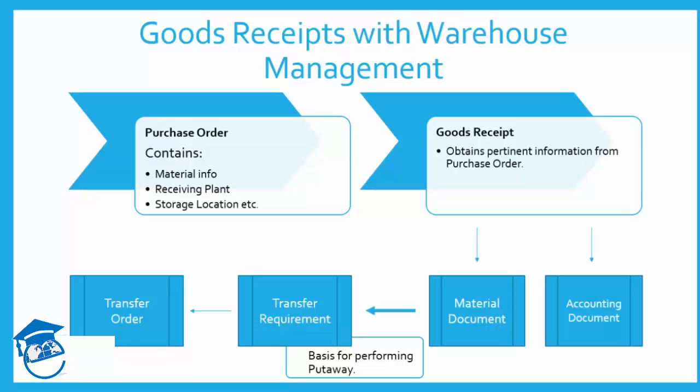But a warehouse employee must confirm a transfer order after having put away the goods to the actual storage bin or the actual location that is stipulated in the transfer order. So when we're using materials management and inventory management, our goods receipt is only going to generate a material document and an accounting document. But once we are using warehouse managed storage locations, the system is going to go on to generate a transfer requirement, which will also then give rise to a transfer order.